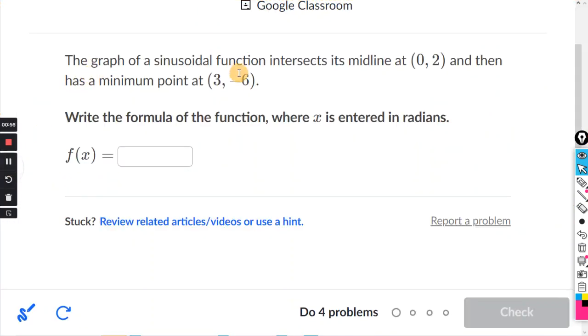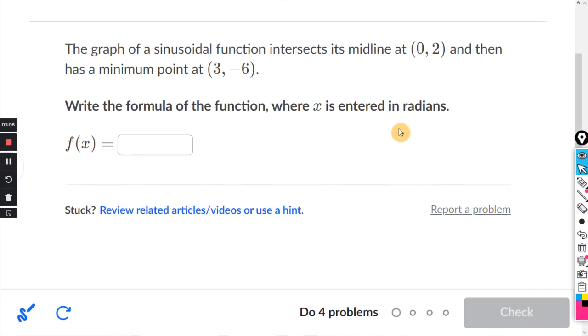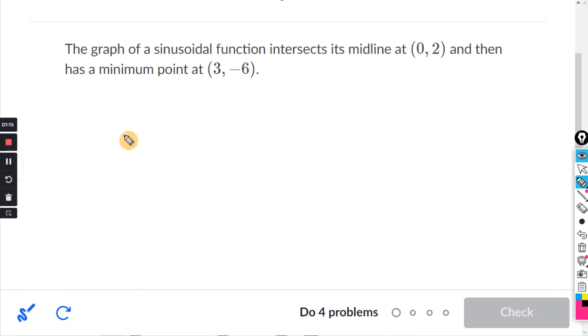Okay, so the graph of a sinusoidal function intersects its midline at (0, 2) and then has a minimum at (3, -6). Write the formula of the function. X is in radians. I highly recommend you draw a quick sketch. It doesn't have to be perfect, but I suggest you do this on your paper.